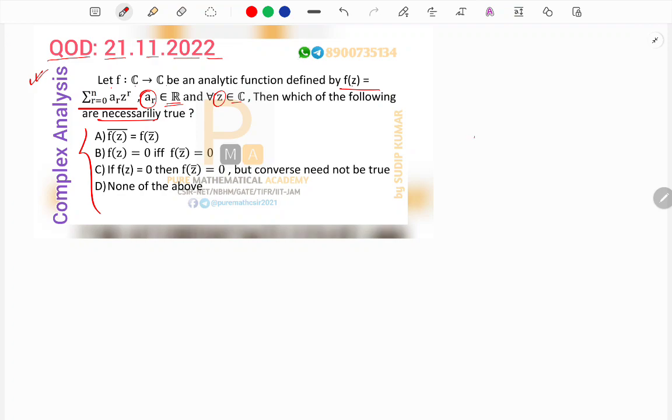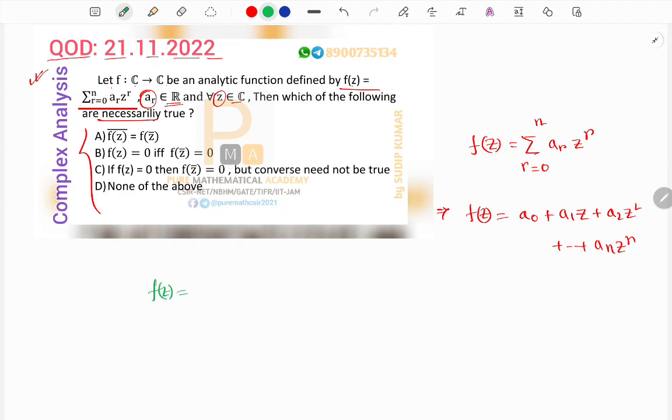Okay, so what is given is that f of z equals summation r equals 0 to n of a_r z raised to power r. That means if you write this explicitly, then we get a naught plus a1 z plus a2 z square plus dot dot dot plus an z raised to the power n. That means f of z equals a naught plus a1 z plus a2 z square up to an z raised to the power n.